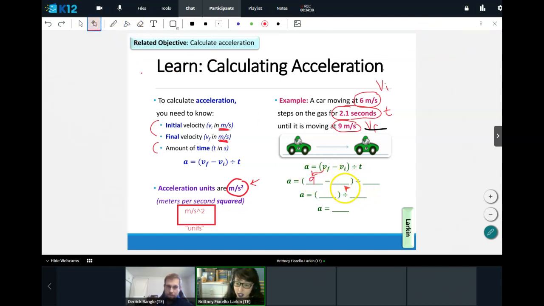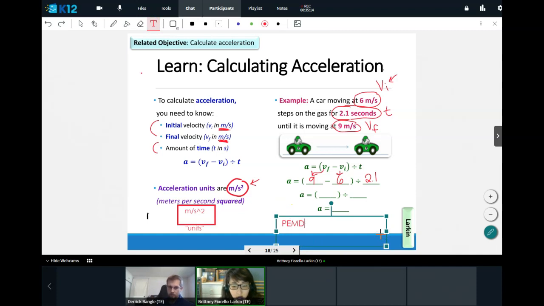Now we plug in our initial, our starting. So take a look back up here. What was our initial or starting velocity? Thank you, Lexi. Thank you, Jared. This time we're looking at our initial. Initial was what? Yeah, exactly. This one was our initial, our starting, which was 6. And our time, what number do I plug in for time? We'll need a calculator. Yeah, 2.1. Awesome.